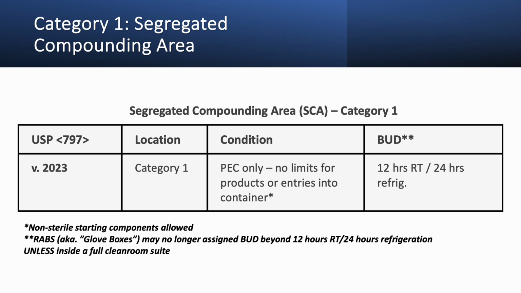As opposed to the older USP, where it set limitations on segregated compounding areas, there are no longer any limitations to the amount of products or the number of entries you make into a container for Category 1. It is important to understand that a RABS, or what's known as a glove box, must be located in a full cleanroom suite to get longer beyond use dates. If a RABS is placed inside of a segregated compounding area, you must only give 12 hours at room temperature or 24 hours under refrigeration.